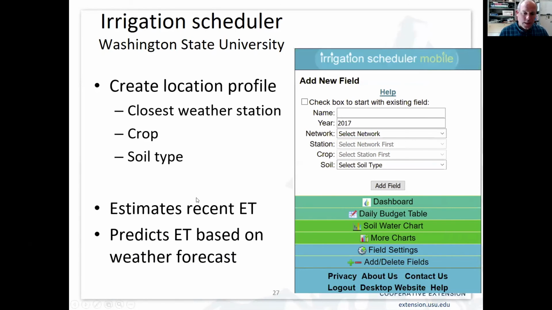But the really interesting thing about this app is it will look at the weather forecast for the next several days and predict or project what the ET would be for the next 3 days if the tree was well watered. I think this is a really neat tool and something that I'm looking forward to helping our growers get accustomed to and be able to use to do a better job of maintaining appropriate water levels for good crop growth.